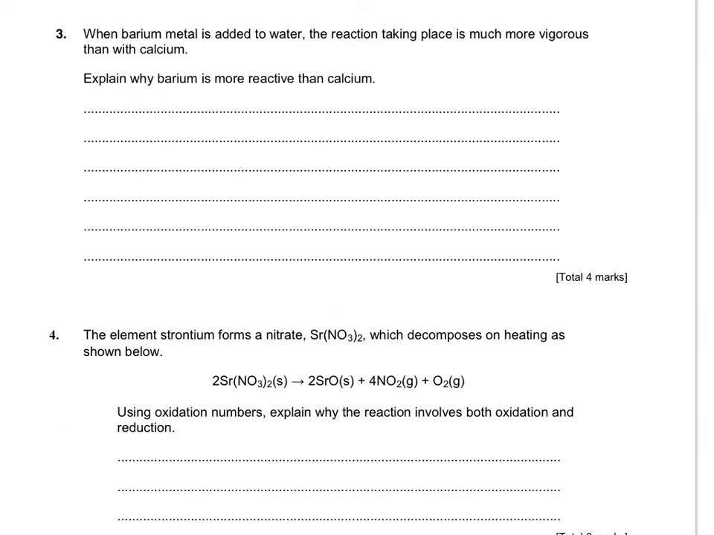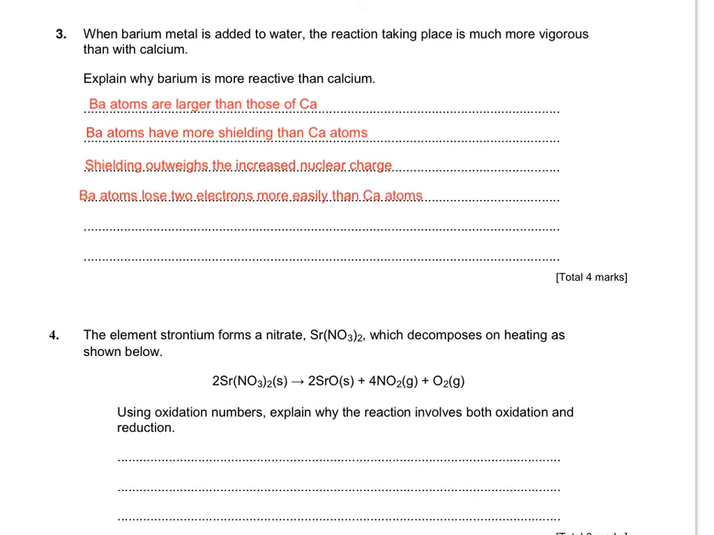So this time it's a slightly longer answer. When barium metal is added to water, the reaction taking place is much more vigorous than with calcium. You need to explain why that's the case. So thinking back to what we talked about a bit earlier in terms of reactivity and the sizes of the atoms. Barium atoms are larger than calcium ones, and that's because barium atoms have more shielding than calcium atoms. And because shielding always outweighs the increase in nuclear charge as you go down a group, this would mean that barium atoms lose 2 electrons more easily than calcium atoms.